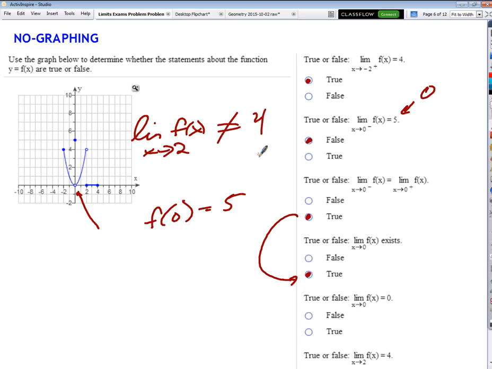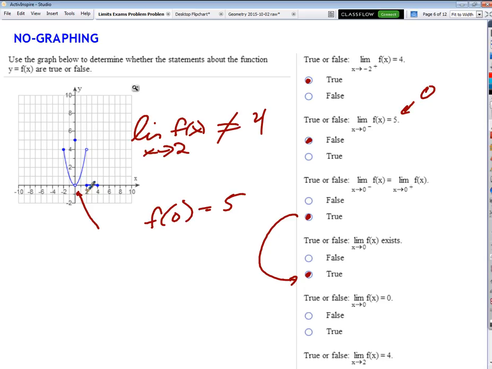What is true is that the limit of f of x as x approaches 2 from the left is 4. An ant walking from the left would approach 4. But there's a break. An ant approaching from the right, so the limit of f of x as x approaches 2 from the right would be what? 0. They don't agree, and so the limit doesn't exist.